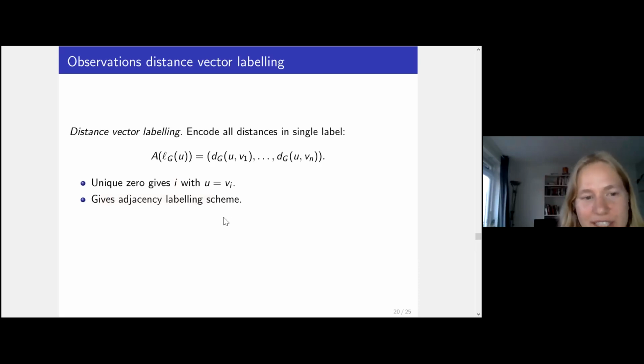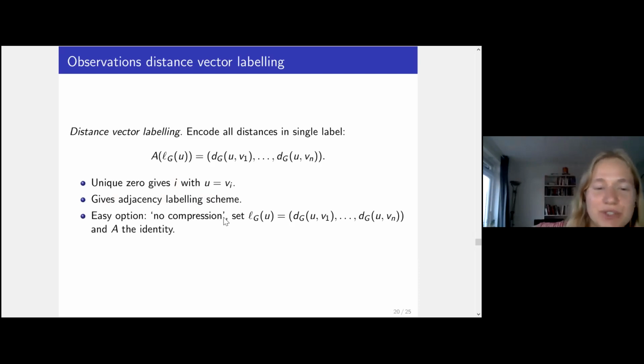So those are nice things. And there's one trivial thing you can do, which is also always very nice: we can just put down the distances as our labels, and now we don't have to do any decoding. That's an example of a distance vector labeling scheme where we just haven't done any compression. So we're quite wasteful, but it does work for the definition.